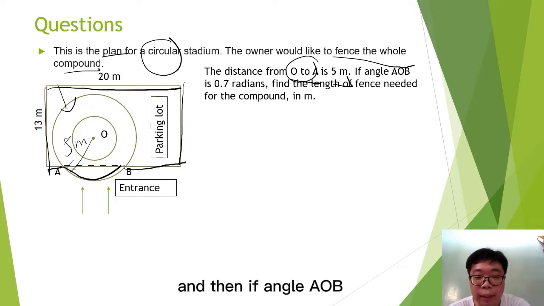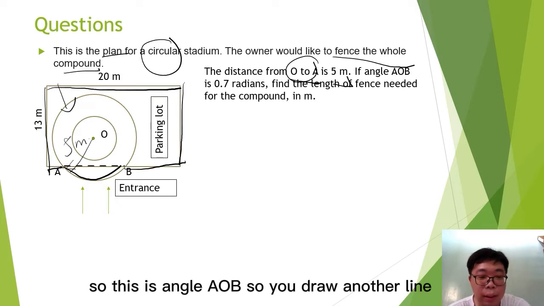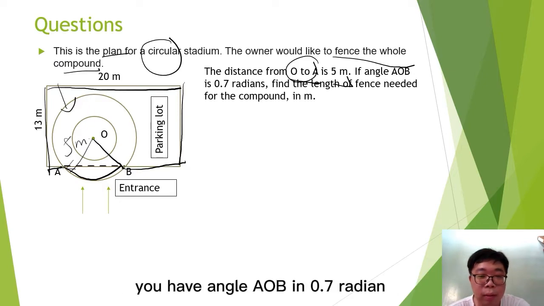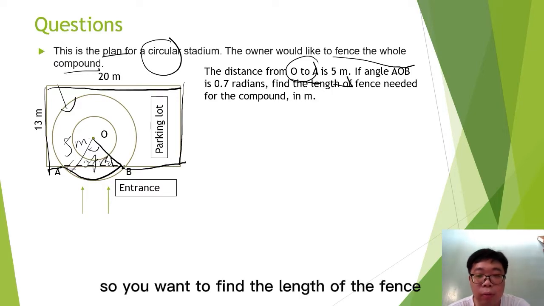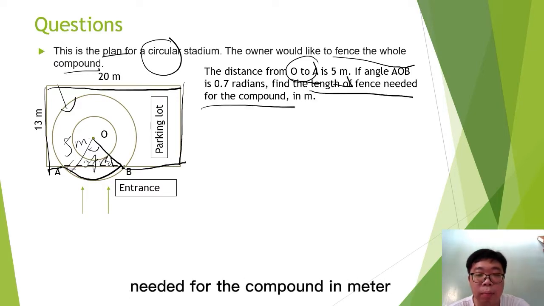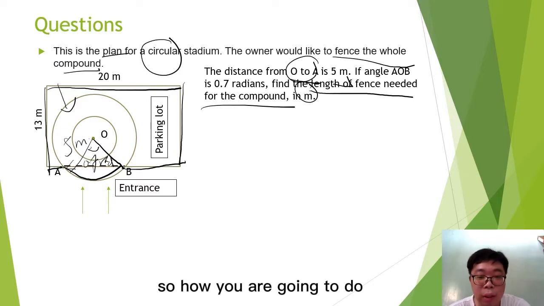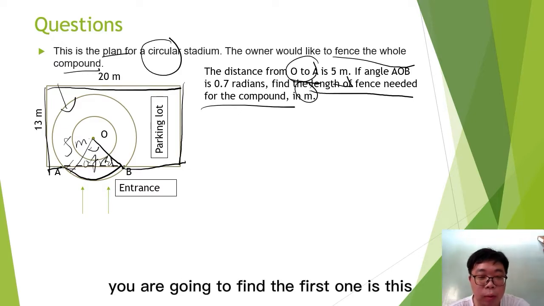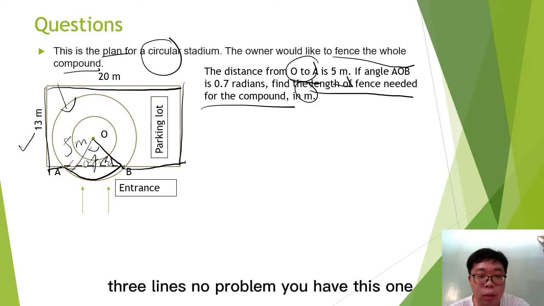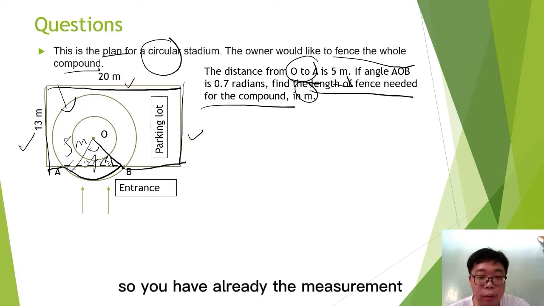And then angle AOB, so this is angle AOB. You draw another line. You have angle AOB with 0.7 radian. You want to find the length of the fence needed for the compound in meter. So how are you going to do? The first one is these three lines, no problem. You already have the measurement. But how do you want to formulate this one?